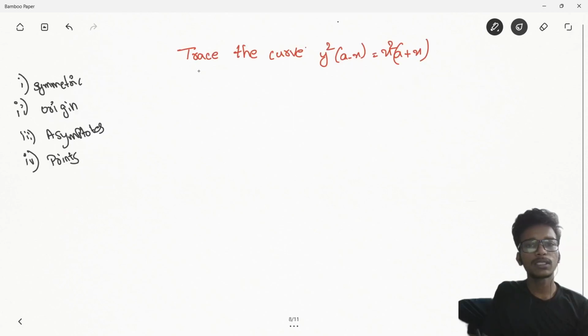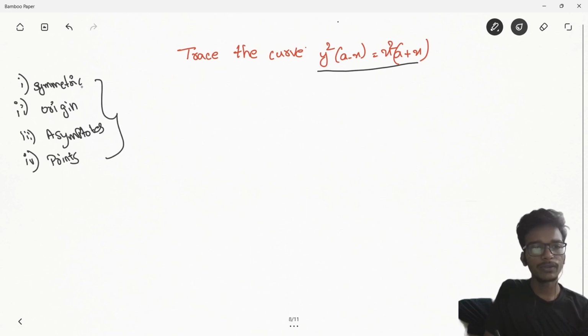In this video, we will discuss a problem regarding curve tracing. It is a typical problem regarding curve tracing in a Cartesian coordinate system. We have to trace this function f of x comma y. To trace a curve, we have to check these four things as we discussed in the previous video. First, we have to check the symmetry, whether it is symmetric about the x-axis or y-axis or something like that. And we have to check the origin, asymptotes, and points. We will go through each of the points one by one.